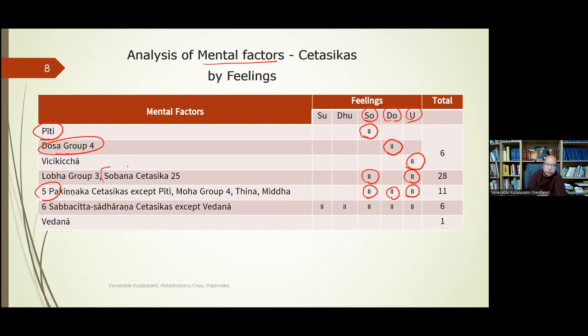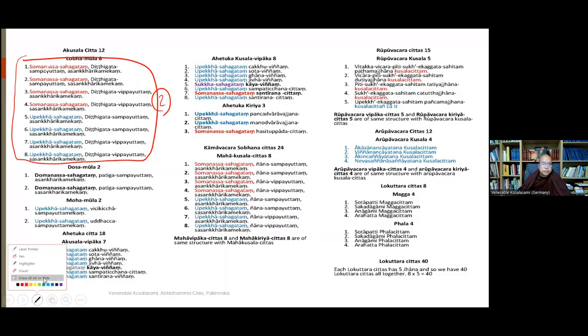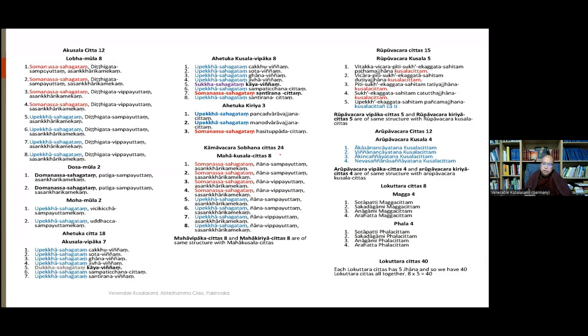And Sobhana Cetasika are 25: the 19 beautiful universals, and 3 Virati, and 2 Appamanna, and Amoha, the Pannindriya. So altogether 25. All these 25 are together with the 59 and 91 consciousness. So from here, 24, 15, 12, and 40. So altogether, 59 and 91 consciousness.